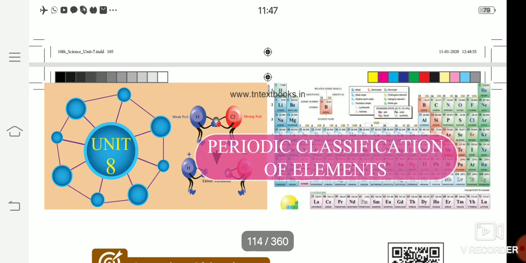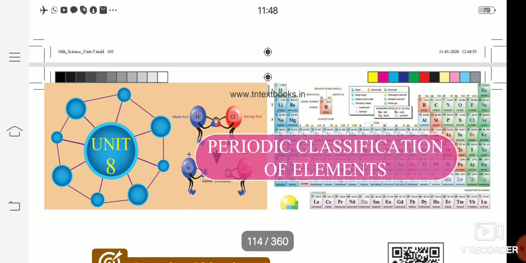So what is metallurgy? The process of extraction of metals from their ores. Okay, what is metallurgy? The process of extraction of metals from their ores. Where do we get metals? We get metals from the earth's crust, in nature.